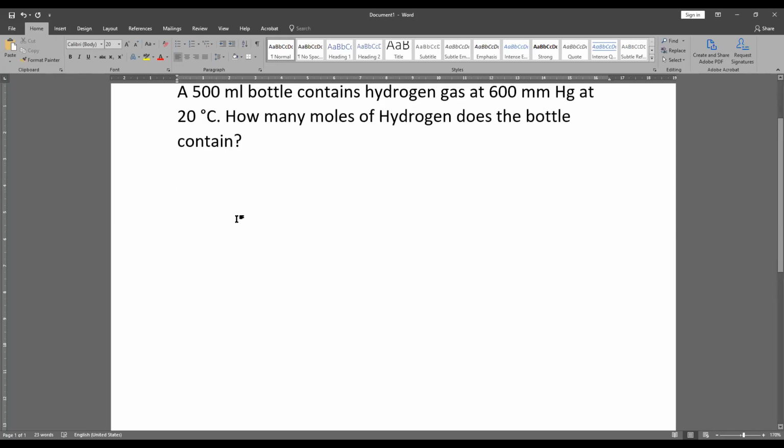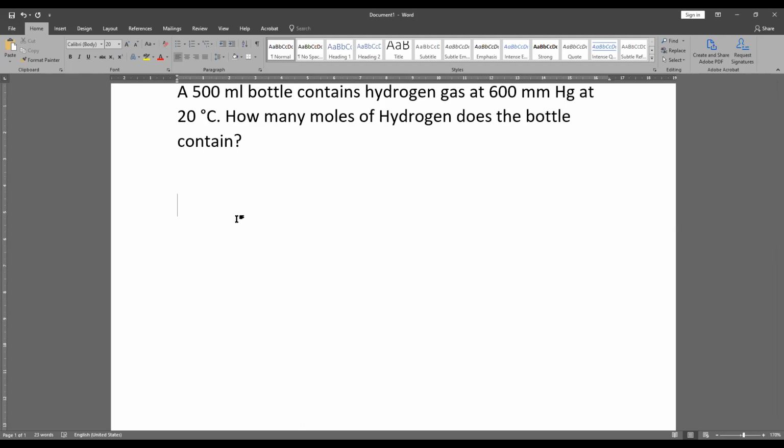A 500 ml bottle contains hydrogen gas at 600 millimeters of mercury at 20 degrees Celsius. How many moles of hydrogen does the bottle contain? We're talking about moles, so Avogadro. Since we're talking about Avogadro's law, we're talking about moles. So the ideal gas law will actually fit it.